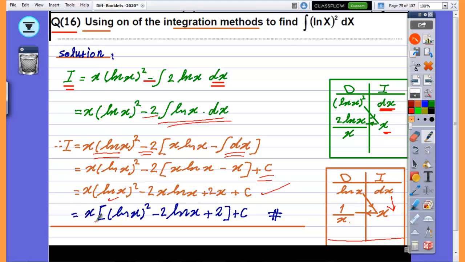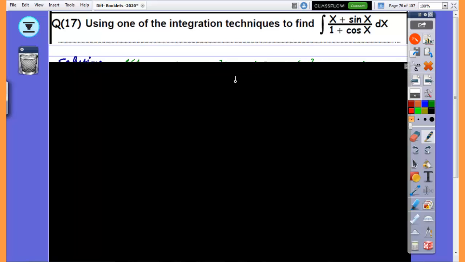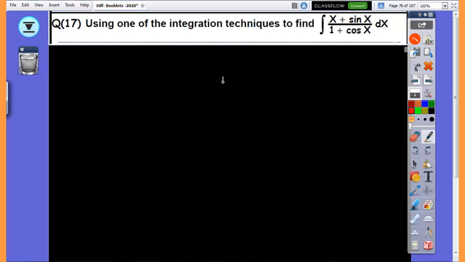We can take x as a common factor to write the right hand side in its simplest form. So we get x between brackets, (ln x) all square minus 2 ln x plus 2, plus c, and this is the end of question 16. Now go to the next question. Question 17.